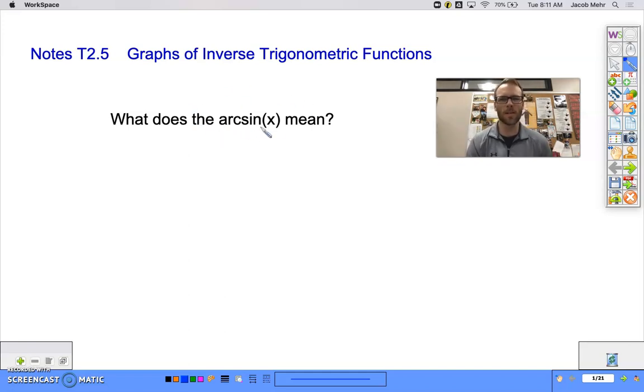Today we're going to look at our inverse trig functions. So I have this question: what does this mean again? What does the arc sine of x mean?